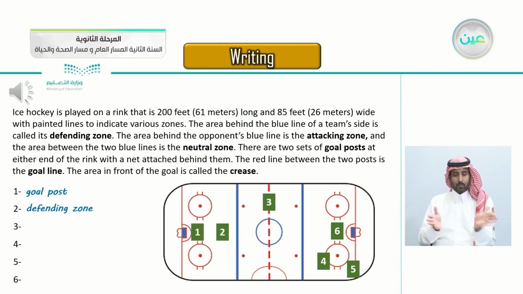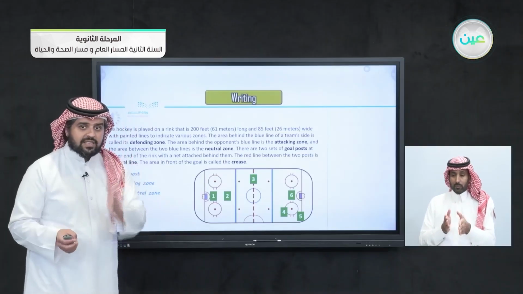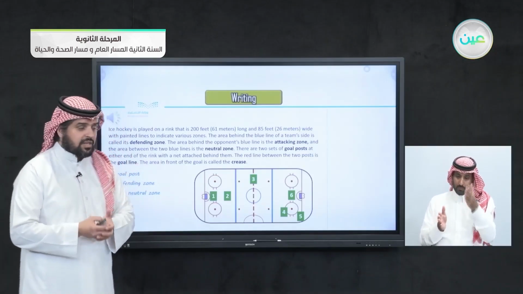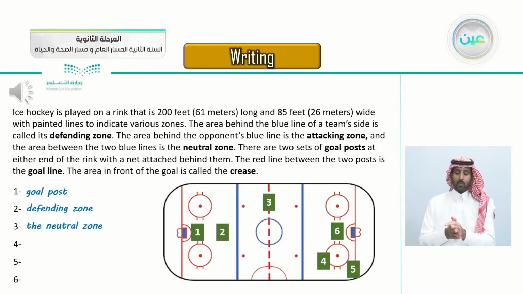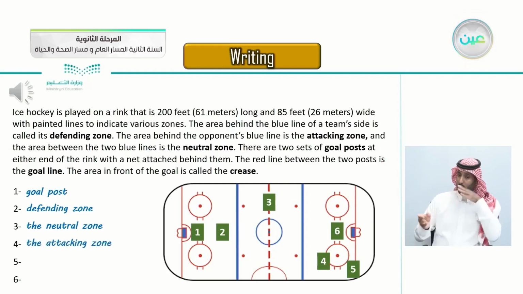What about number 3? You can see that here. It's here in the middle. So number 3 is, yes, the neutral zone. The neutral zone. So it's not your place or the opponent's place. It's just in the middle. So this is the neutral zone. Number 4 here. Number 4 is the attacking zone.